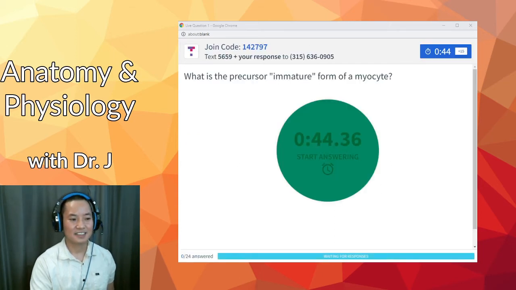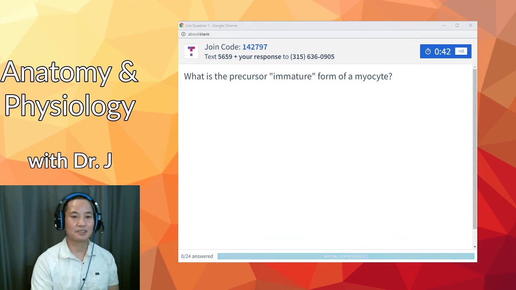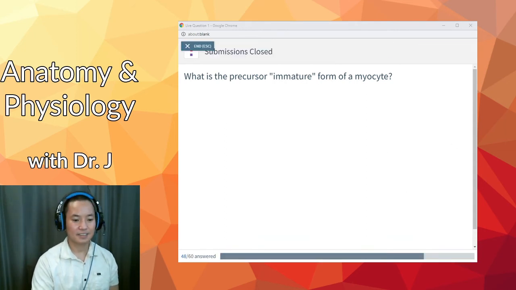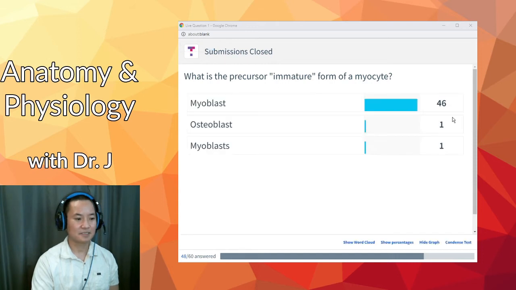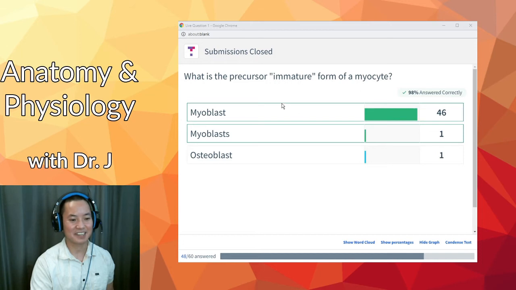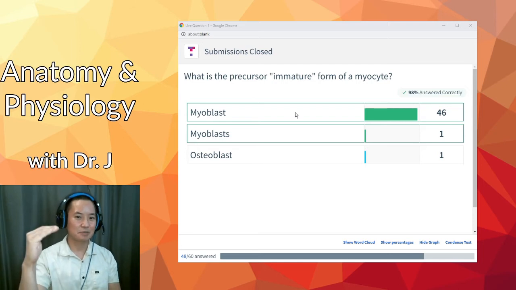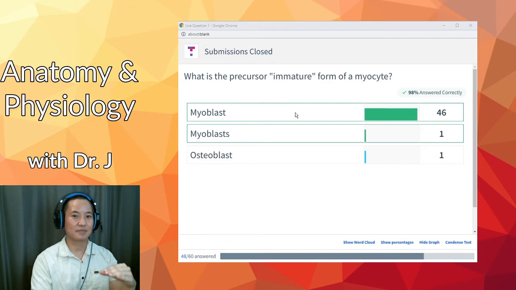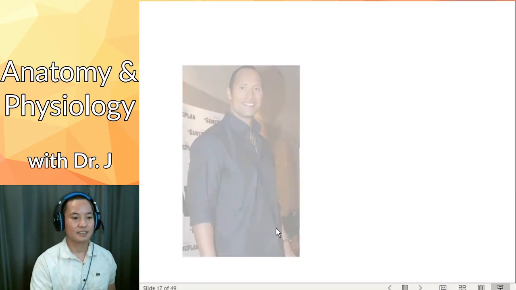So with that logic, what is the immature or precursor form of a myocyte? Okay, let's see how everyone did. So most of you said myoblast, and most of you are correct. So again, when you have a blast form and a cyte form, and they start with the same thing, the blast one is a younger, more immature version. The cyte version is a mature, differentiated form. Okay, so that's good.